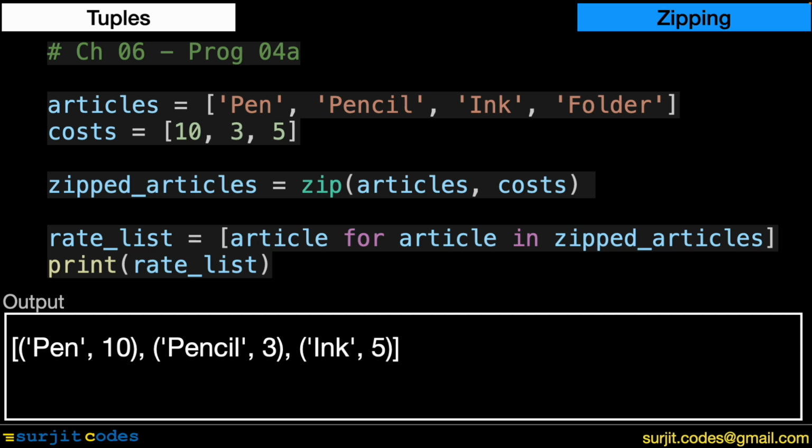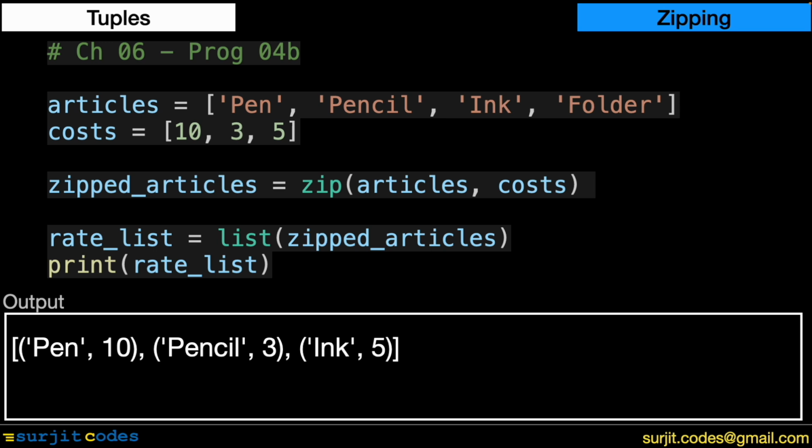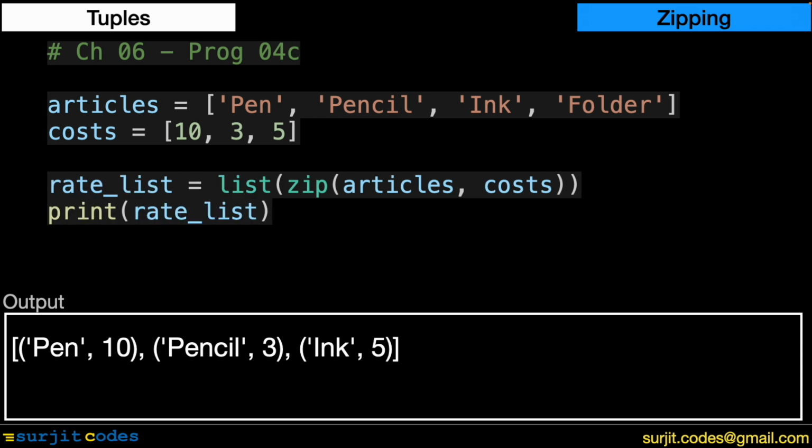Alternatively, we can save these tuples in a list. Right side forms the list of articles for articles present in the iterator, which can be simplified in this way, in which we convert the zipped iterator to a list. We can further combine the two statements into one. Rate list is the list of zipped tuples of articles and costs.